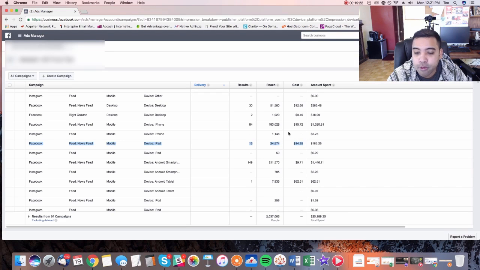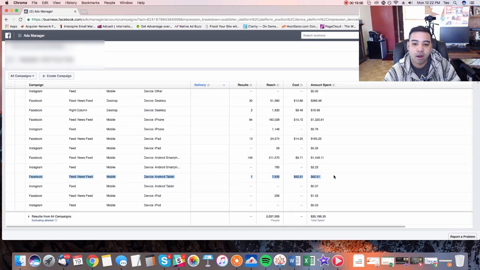We're converting here at $14.25 versus $15. Here we go, boom, right here. Facebook newsfeed mobile. We do not want to do this. It's $62 to acquire a customer. We want to exclude this from all of our campaigns or for this particular campaign because it's not converting at all. This Android tablet device is not converting for us. So we don't want to pay $62 per customer. That's $62 that we could be putting into another campaign and make 4 or 5 extra sales. We don't want to do that anymore.